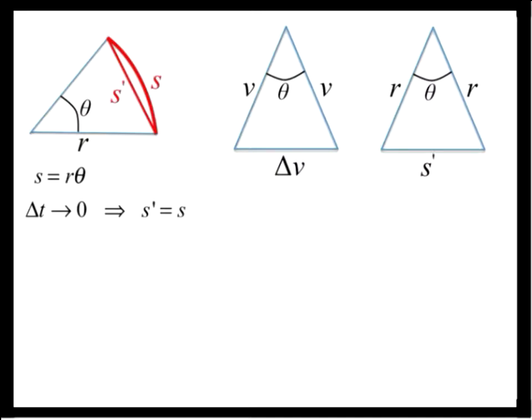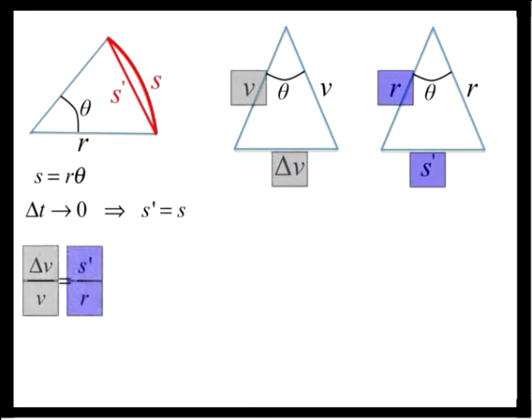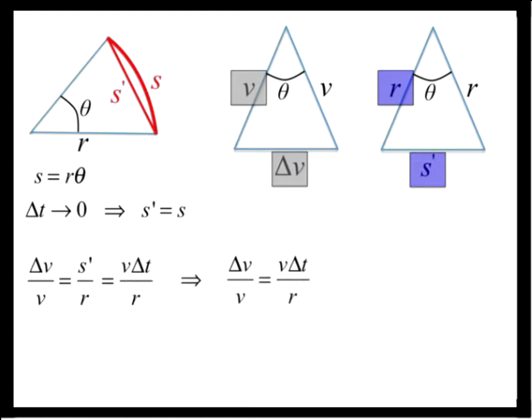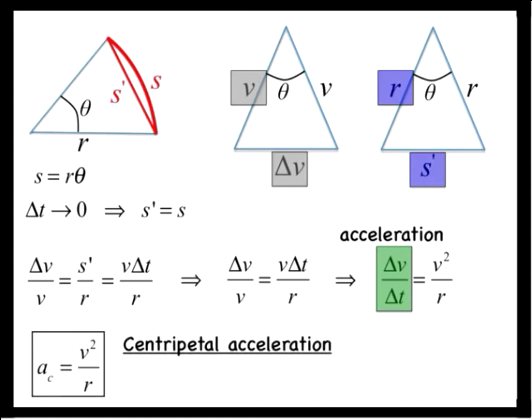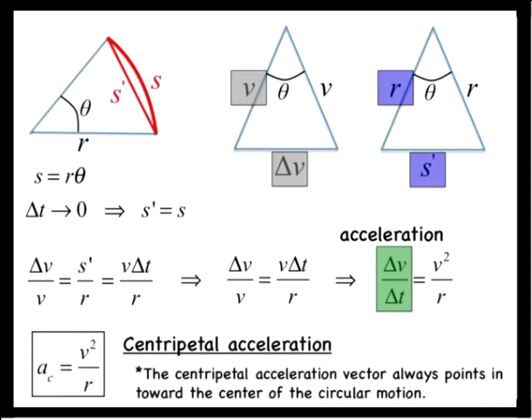The ratio of congruent sides of similar triangles must be equal. Therefore, delta v over v must be equal to s prime over r. Furthermore, s prime is the linear distance covered by the object, which is just equal to its speed, v, times the time interval delta t. We can now rearrange this expression for delta v over delta t, which is the acceleration of the object. Notice it is equal to the speed squared divided by the radius of the circular motion. This is how you calculate the magnitude of the centripetal acceleration, or a sub c. And the direction of the centripetal acceleration vector will always point in toward the center of the circular motion.